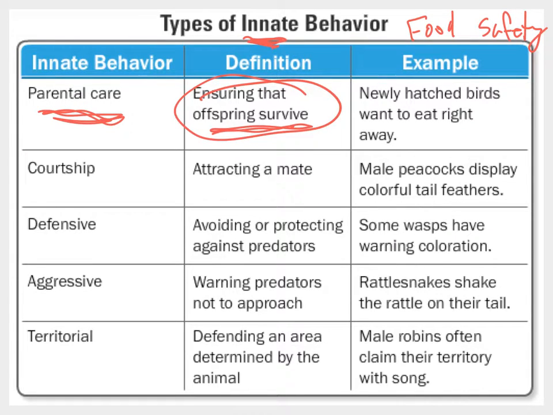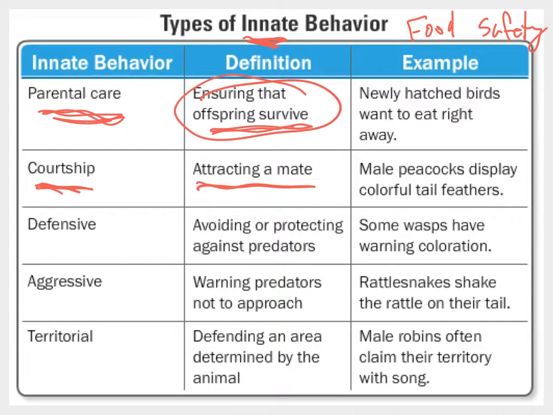The next innate behavior is going to be courtship. While courtship isn't food or safety per se, it is the propagation of the species, so it does fit in here. The main purpose for courtship is quite simply to attract a mate. An example would be a male peacock when he opens up his tail feathers and fans them out. What he's doing is trying to attract a mate.